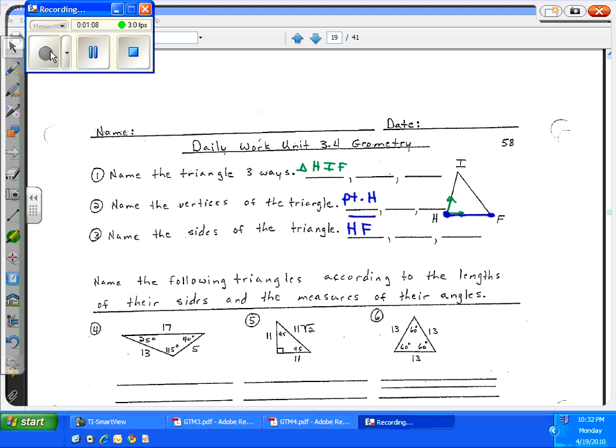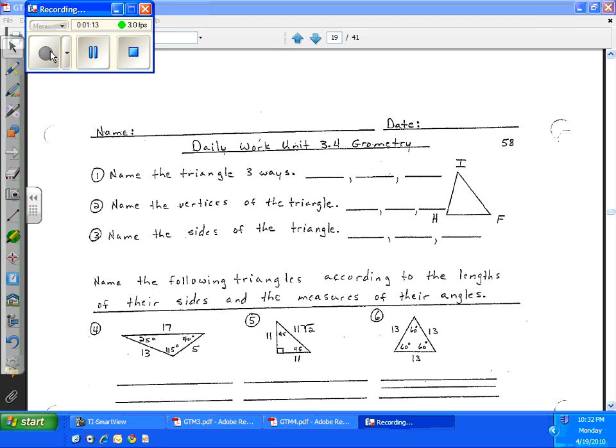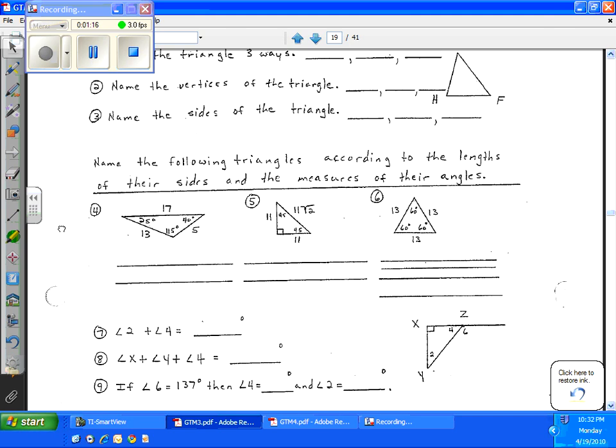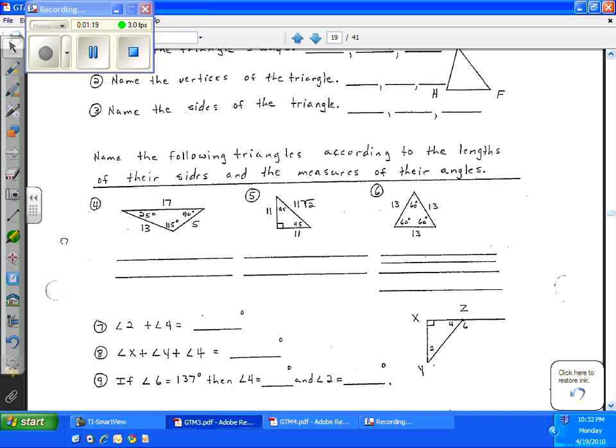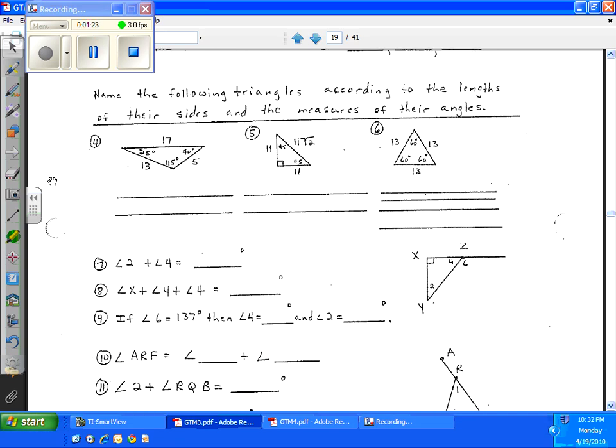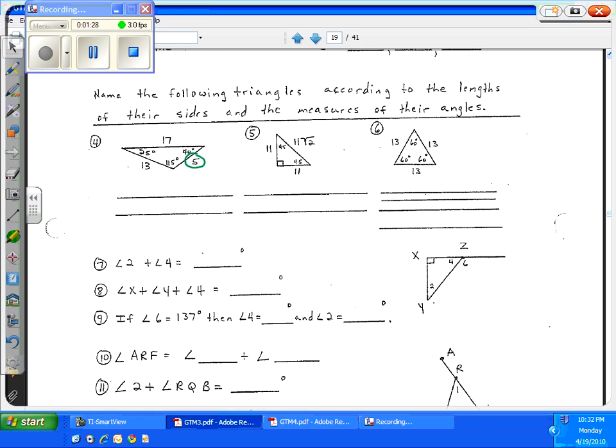The sides are the 3 segments that joined those 3 non-collinear points, which are segment HF, etc. Okay. We're going to name these triangles according to the lengths of their sides and the measures of their angles, and there may be more than one name for each. According to the lengths of the sides, this one has no equal sides, and the name for no equal sides is scalene. It also has one angle that's more than 90 degrees, and the fact that it has one angle more than 90 gives it the name obtuse.